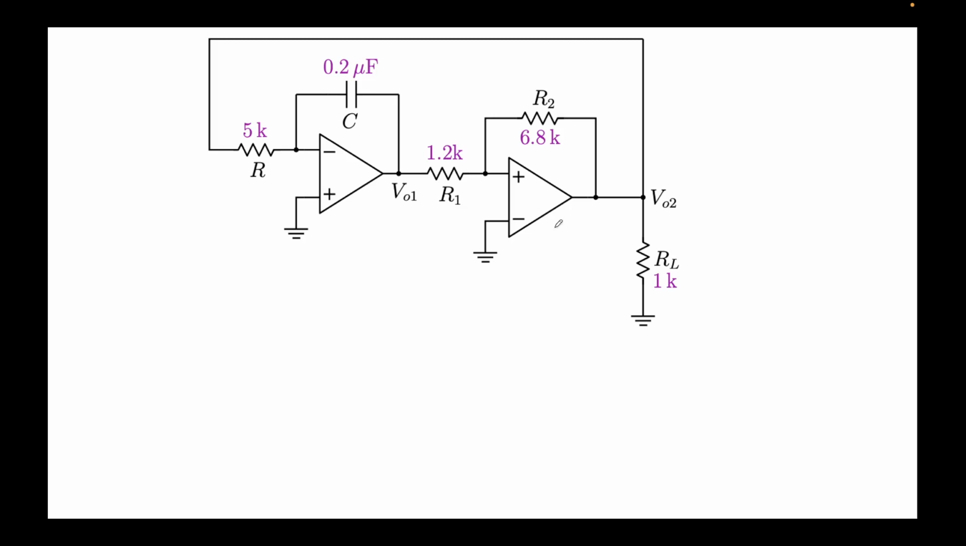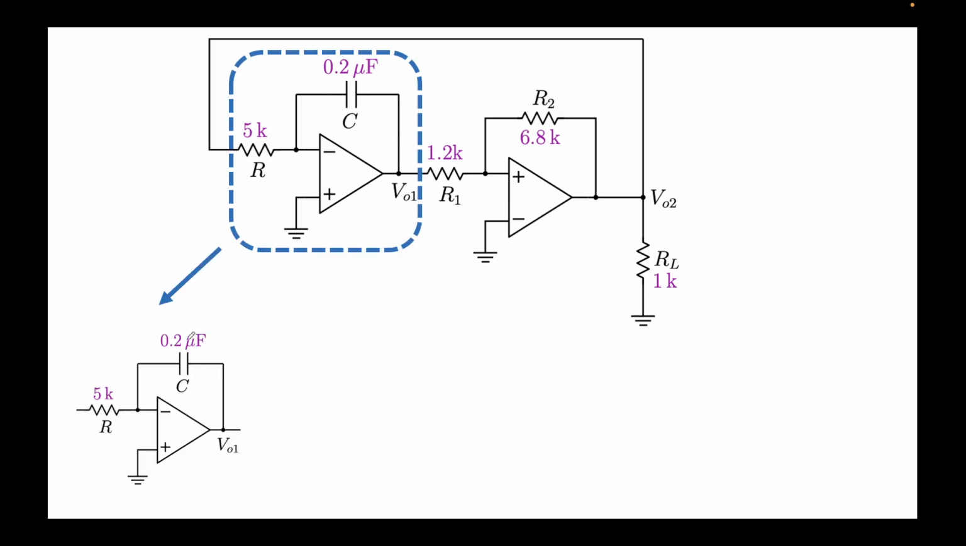Now since there are two op amps, these are called stages also. On the left is the first stage, this is the second stage. So I'll break it down. You look at the first stage in the blue rectangle which I have drawn over here. This is nothing but an integrator. We have seen this in the previous classes.